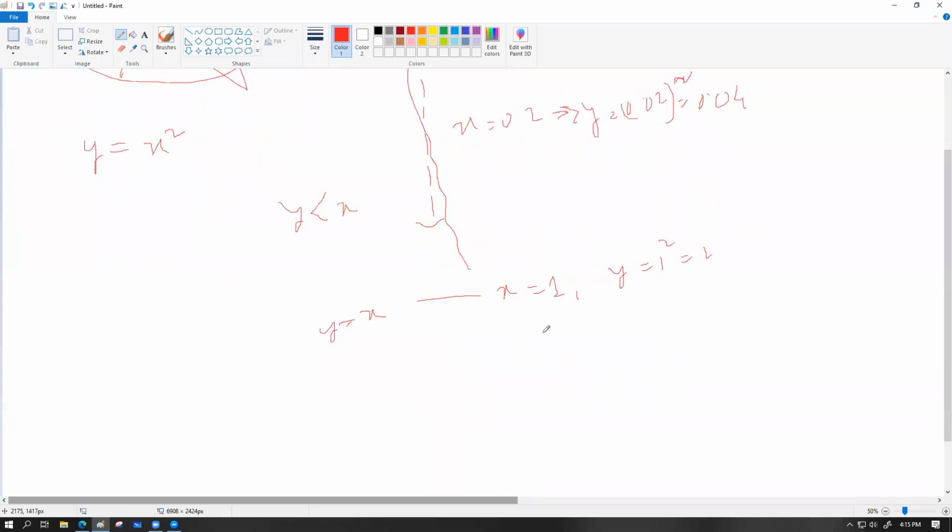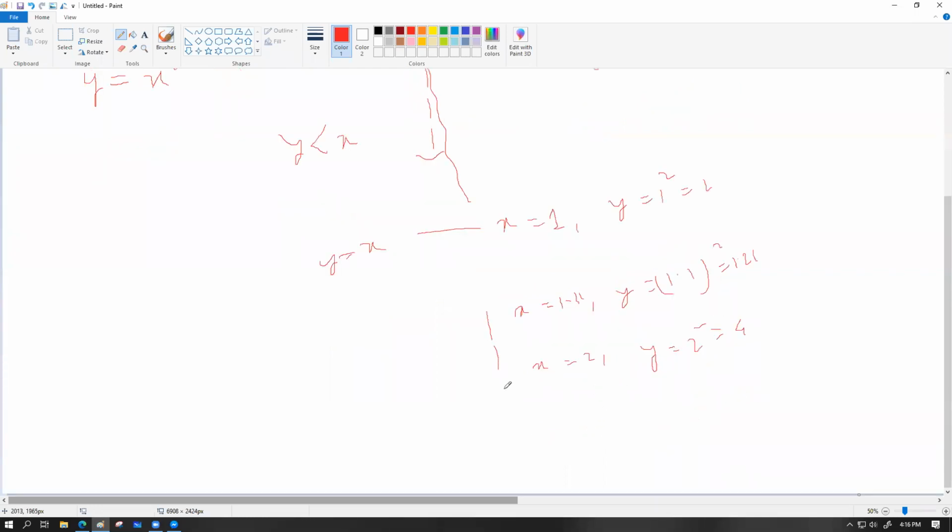Beyond this range, let's say x equals 1.1. In that case, y will become 1.1 squared, which is 1.21. Have a look. This is 1.1 and this is 1.21. So y has now become bigger compared to x. If you give x equals 2, y equals 2 squared, you get 4. So the value of y is bigger than x, and this pattern will keep on happening. For this entire region, as you go further, the y value is bigger than x. That's what I want you to observe in this graph.